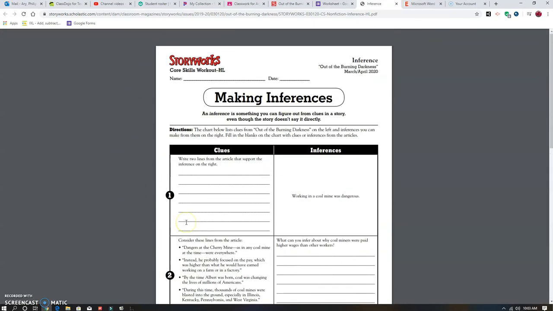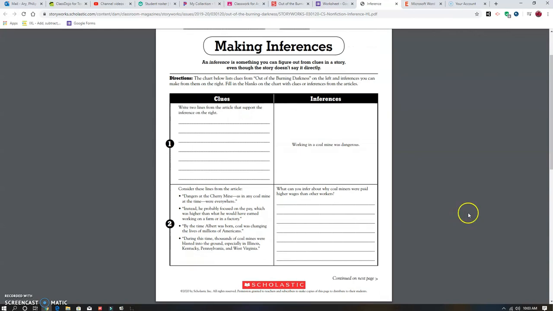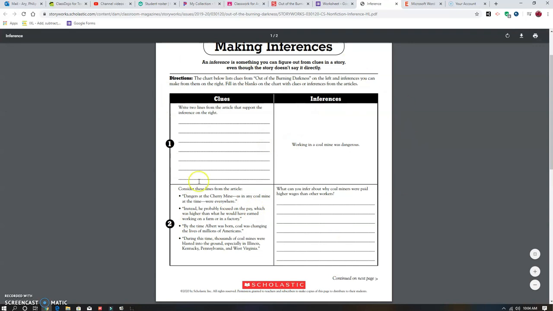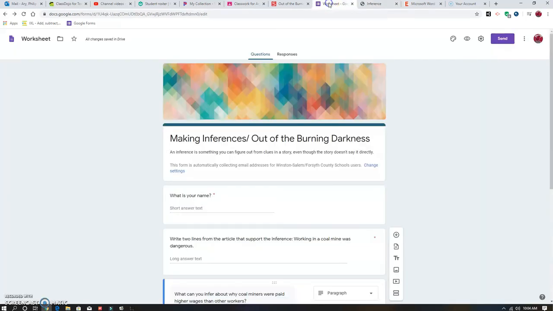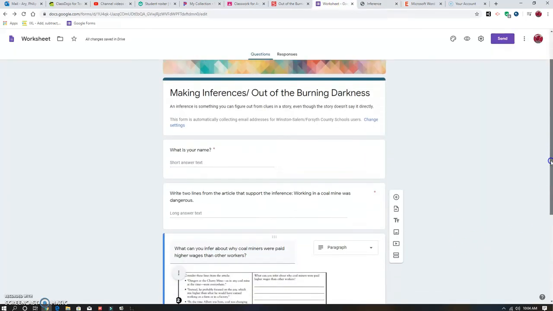You can see it's 4 big boxes. You're only going to do the first half today, and I'm doing this video to show you how this is going to work. It's got the clues and the inferences. This will be posted on the assignment. You will fill it out on the Google form that looks like this.